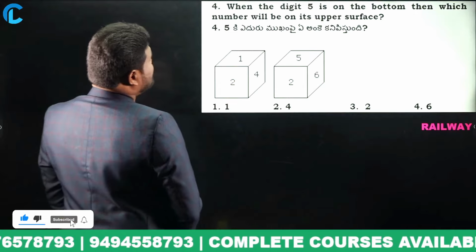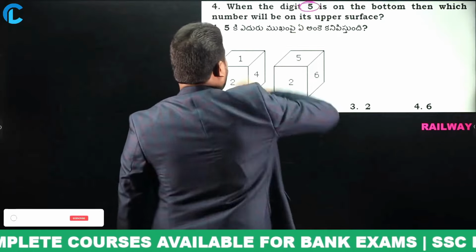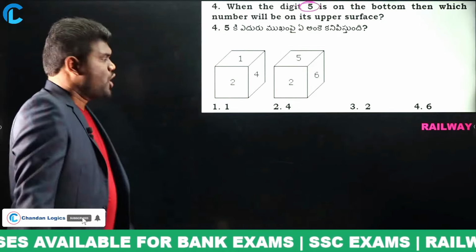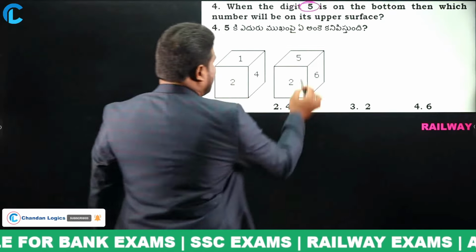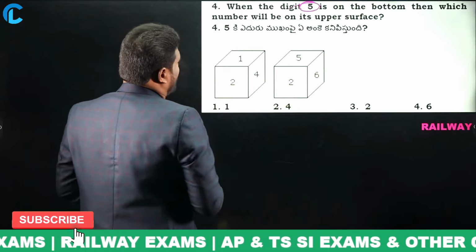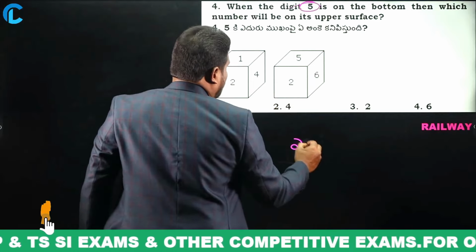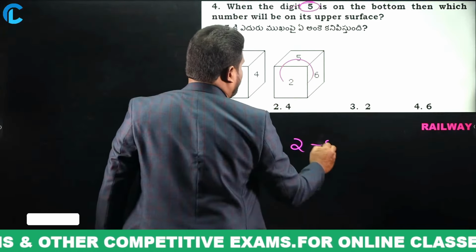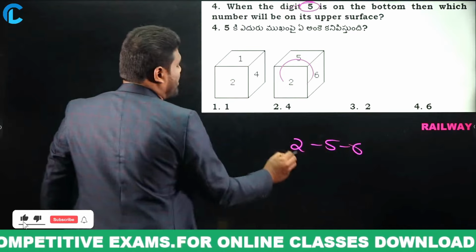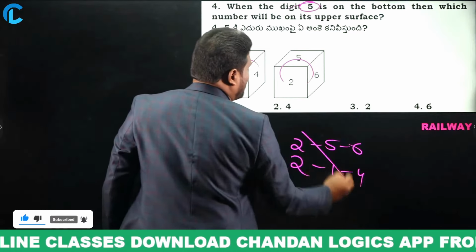Next question. When the digit 5 is on the bottom, which number will be on the upper surface? Simply they are asking what is opposite to 5. Look here, 5 is here. Now check which element is common. Here the common element is 2. Instead of writing, starting with clockwise direction 2, 5, 6, again 2 is common, and below, clockwise 2, 1, 4. Don't write all this and waste your time.